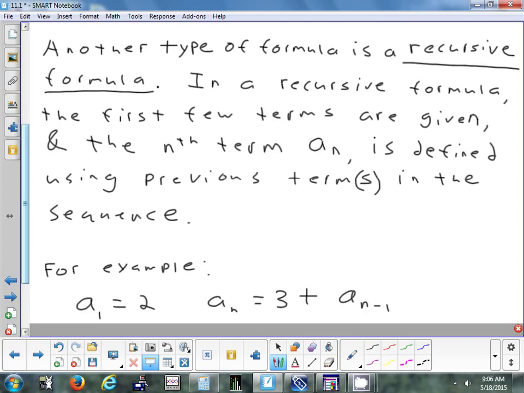So here's an example of a very simple recursive sequence we've already seen today. This tells you that the first term in the sequence is 2. And then to get any term you want after that, take the term before the one you want and add 3 to it.